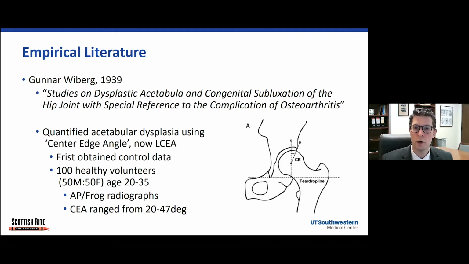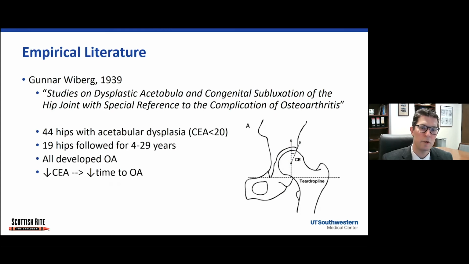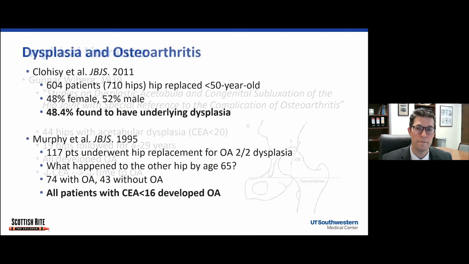He initially tried to determine the normative range for the center edge angle, and he described it as over 20 degrees. For us, we actually consider it nowadays to be more like 25, and we'll come back to that. But importantly, his next step was he looked and found those patients that had dysplasia. So they had a narrow center edge angle or narrow hip coverage of less than 20 degrees. And he followed those patients for up to 30 years. And what he found was that all of them went on to develop osteoarthritis. And the time it took to develop osteoarthritis was directly related to the center edge angle. So the more dysplastic, the faster they developed arthritis.